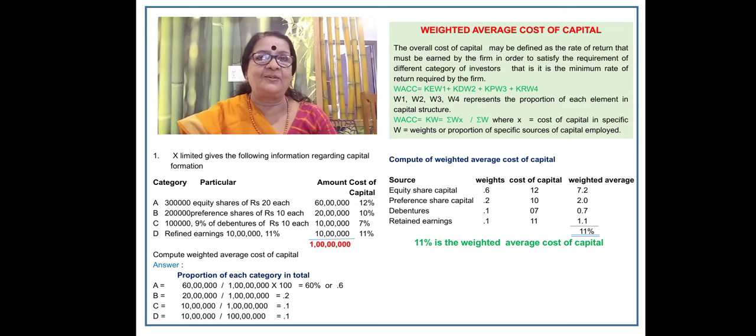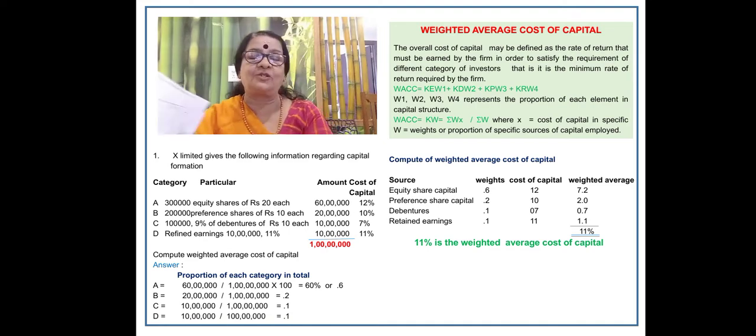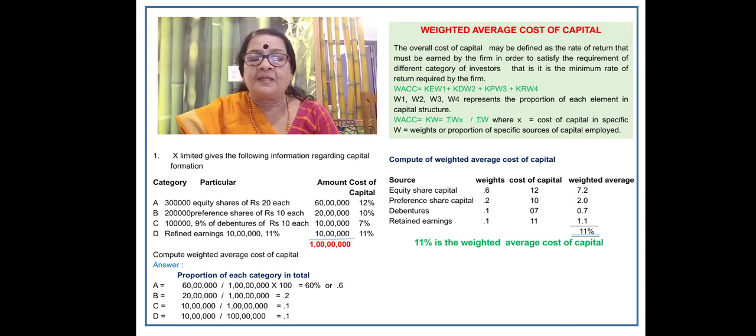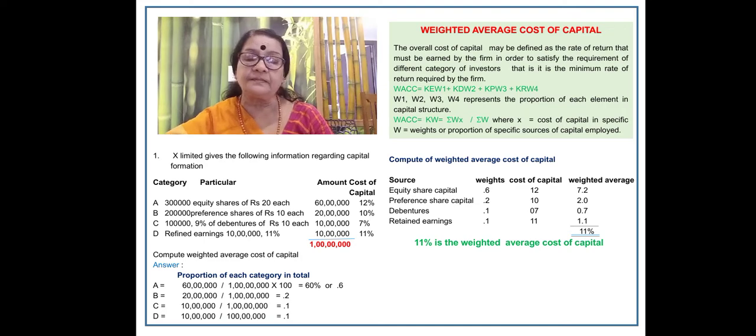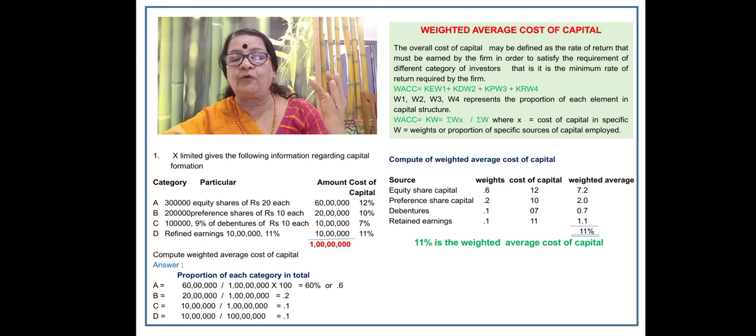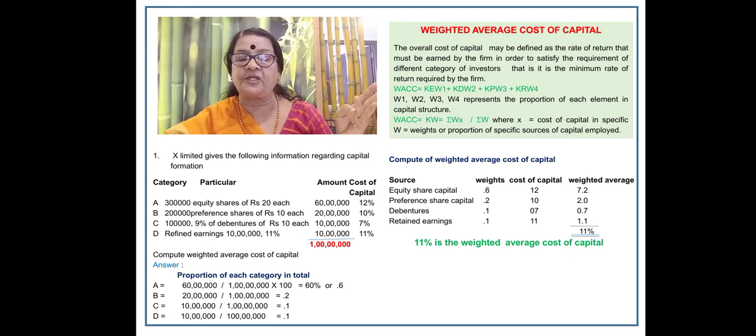So now we will go to the computation of weighted average cost of capital. All these things are given in the PowerPoints. You can follow this. So first question. X Limited gives the following information regarding its capital composition. Four components are given. First one is equity shares, second one is preference shares, third one is debentures, and fourth one is retained profits or reserves. And its amount is given.